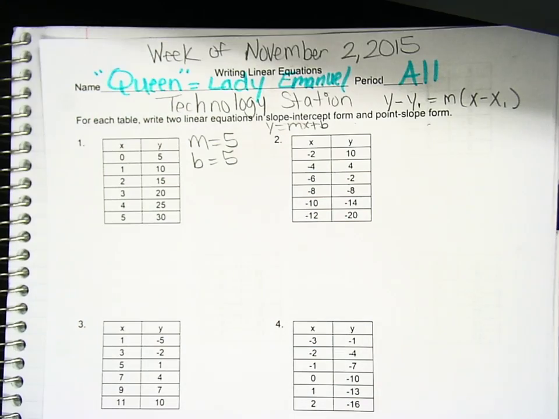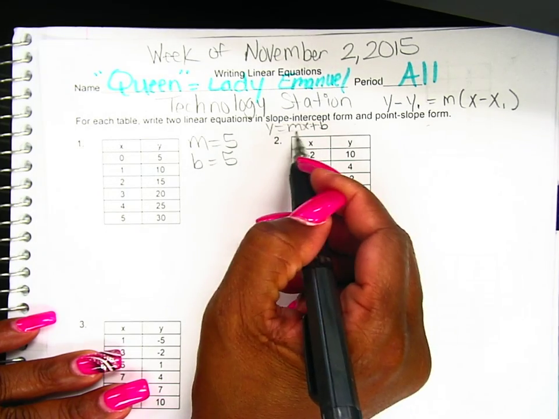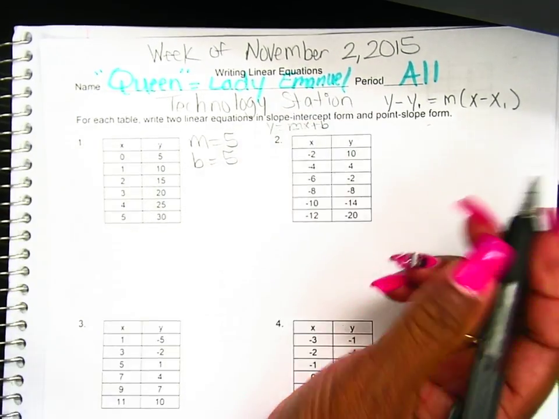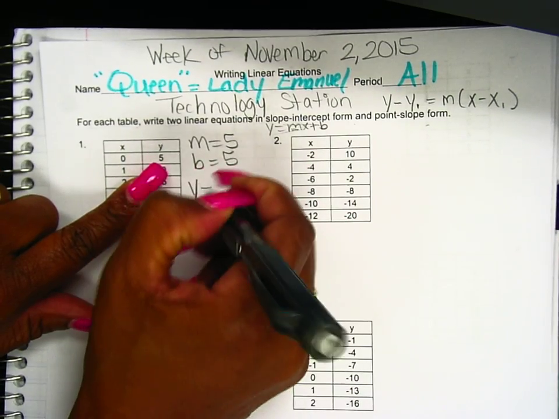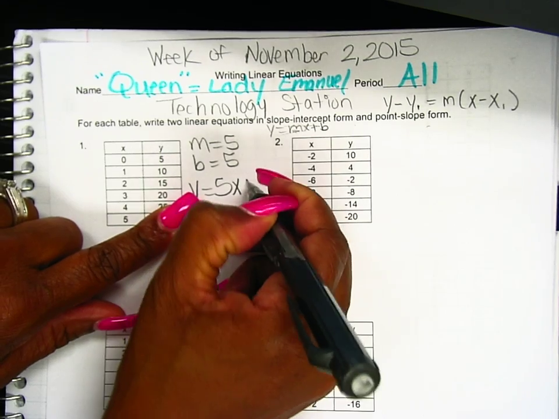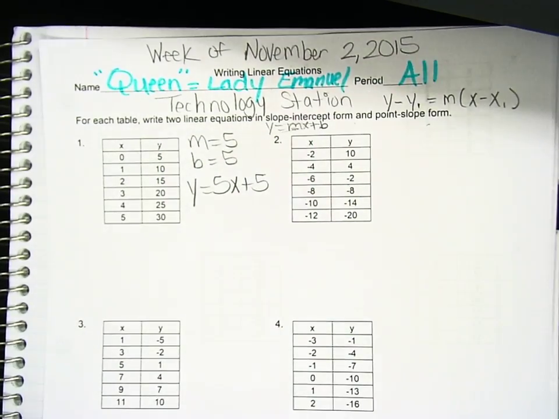So what do I need to do? Remember, on the overview, we explained what we need in order to write the equation in slope-intercept form, which was the slope and the y-intercept, and we just substitute in. So I'm going to rewrite this as y equals, instead of writing m, I'm going to write 5x plus the y-intercept, which is 5. Bam, I'm done.